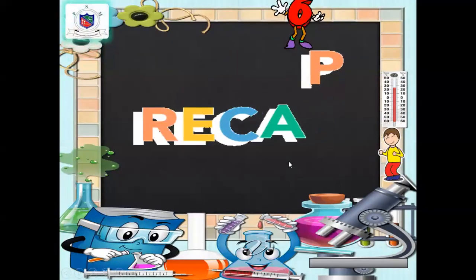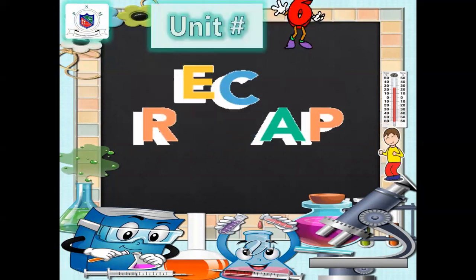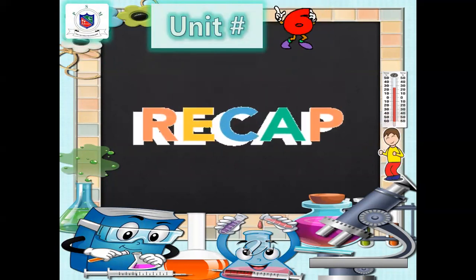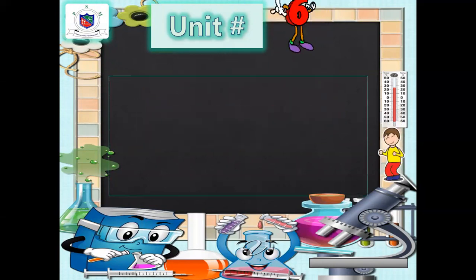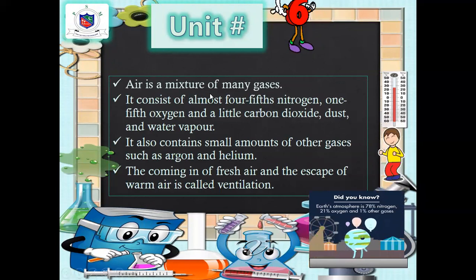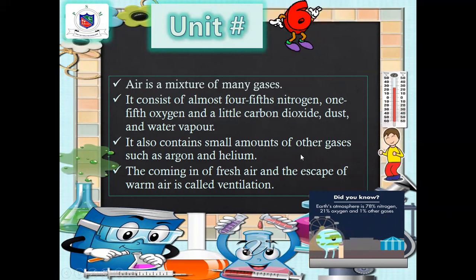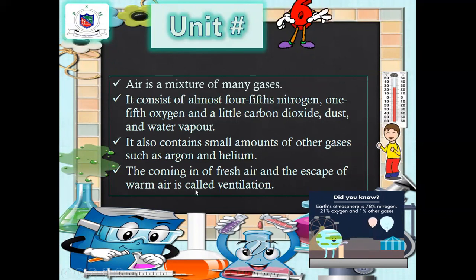So, students, now it's time to recap what we have learned. What is the important part of this lesson from unit number 6? Air is a mixture of many gases, consisting of almost 4/5 nitrogen, 1/5 oxygen, and a little carbon dioxide, dust, and water vapor. It also contains small amounts of other gases such as argon and helium. The coming in of fresh air and the escape of warm air is called ventilation.